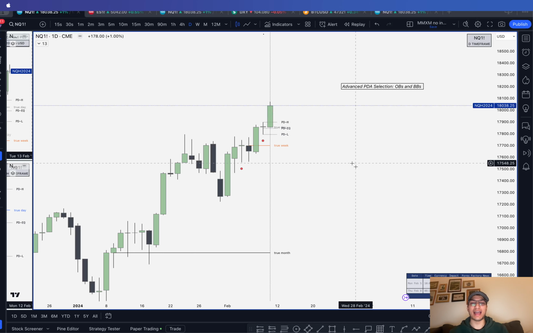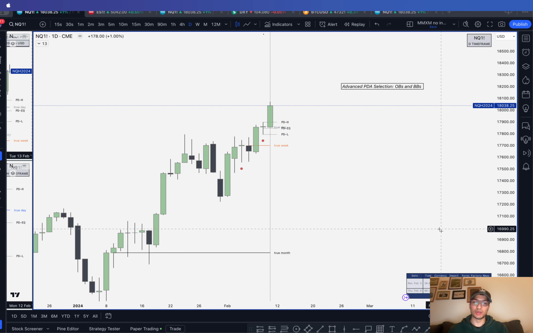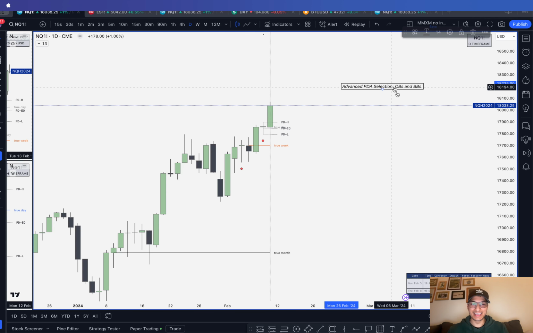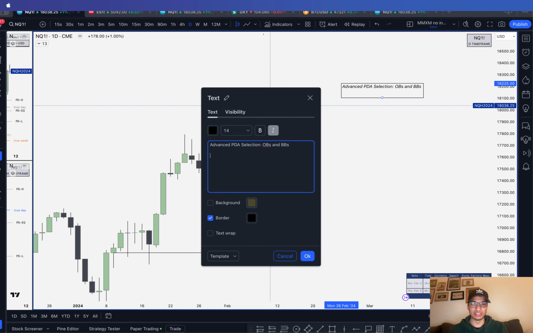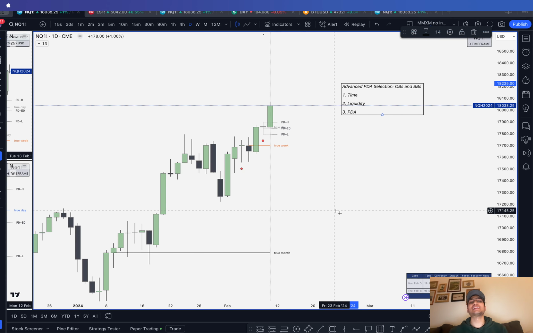In the same way that we have different confluences regarding FVGs that make them higher or lower probability, right? We have different FVGs that frame breakaway gaps and inversions. We always want to be incorporating narrative and context into every PD array we select. So when we look at the PD array hierarchy, you want to always understand this precedent and this general logic. First thing we consider is time. The second thing we consider is liquidity. And the third thing we consider is PD arrays. In that order.